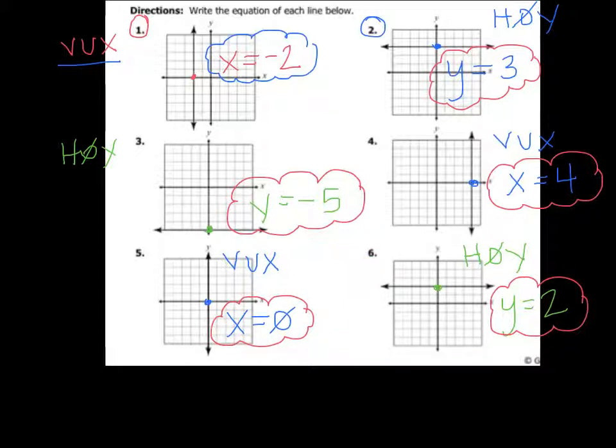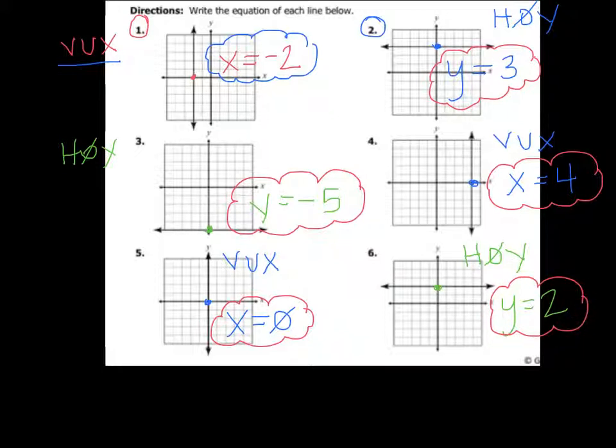For number 6, I have a horizontal line, which is HOI, so a horizontal line has 0 slope. That would be y equals a number. Where does it touch y? It touches at 2, so my equation is y equals 2.